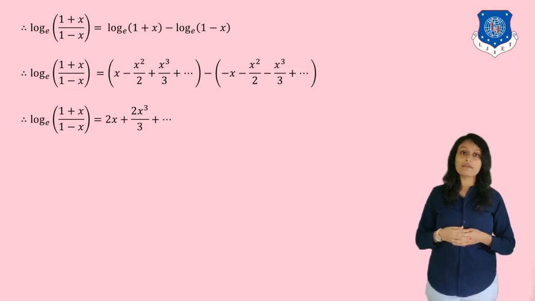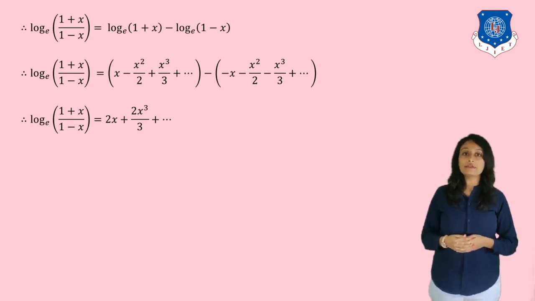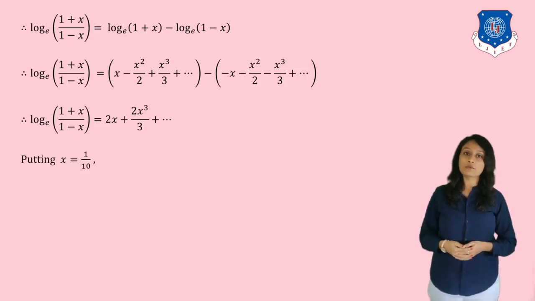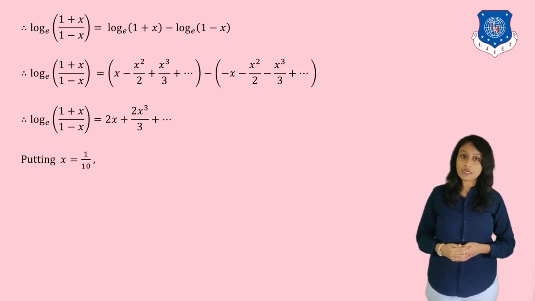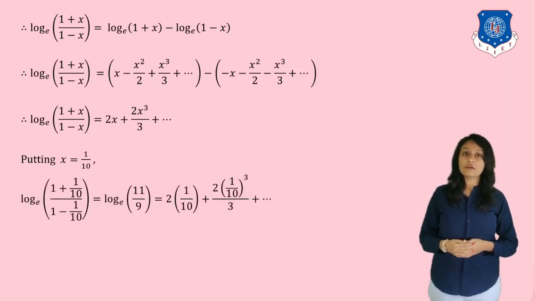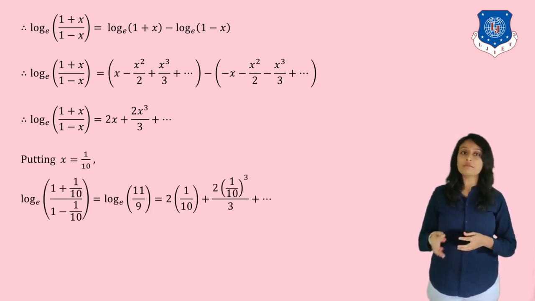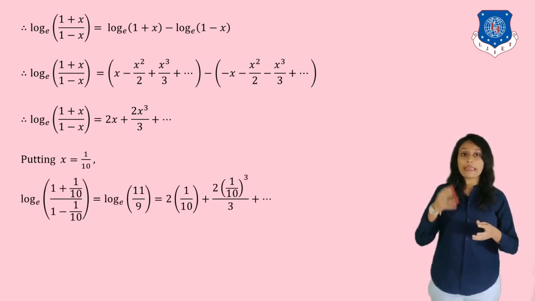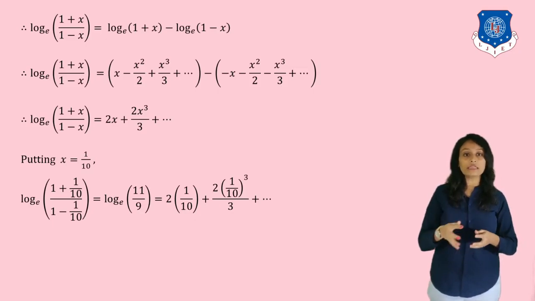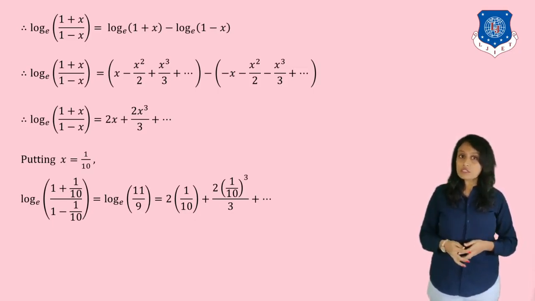Now our next aim is to find log(11/9). For that we have to suppose x. Here we will suppose x is equal to 1/10. Everywhere in the above equation we substitute x equal to 1/10. So we will get log((1 + 1/10)/(1 - 1/10)), which on simplification gives log(11/9) equal to 2 into the series where on the right hand side also in place of x we write 1/10, and just simplify it using a calculator.